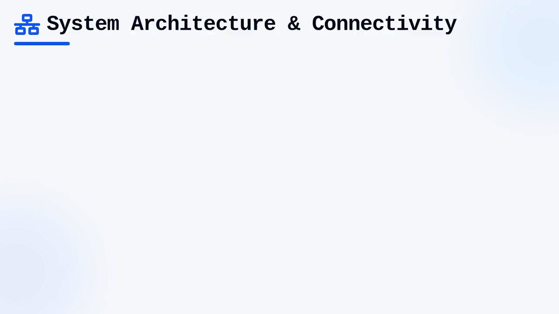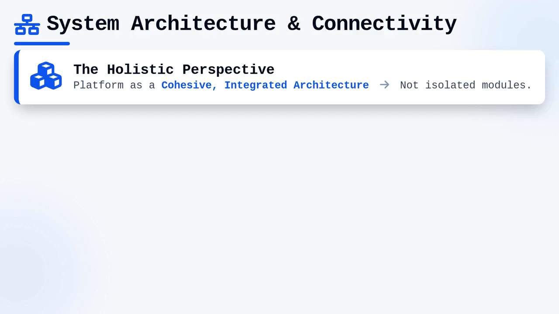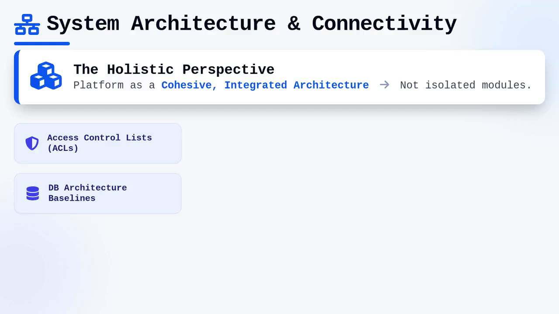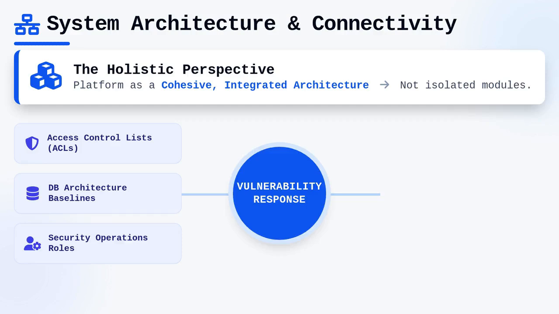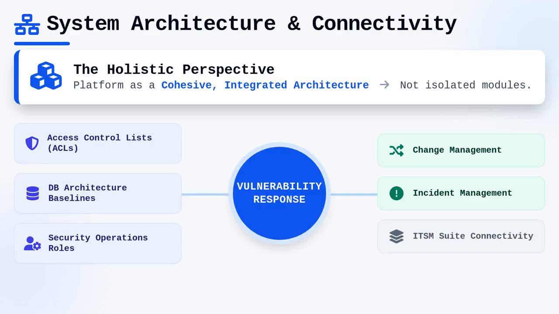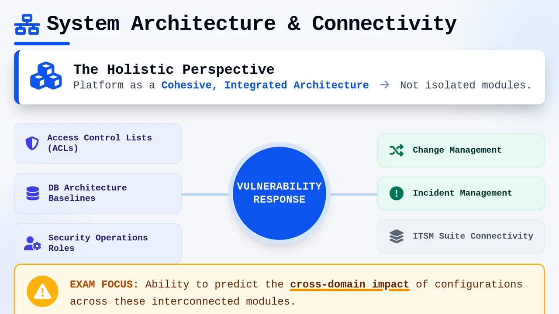To succeed in this field, you must view the platform as a cohesive, integrated architecture rather than a collection of isolated modules. We will deep dive into access control lists, database architecture baselines, and the specific security operations roles required to maintain system integrity. As we progress, you will see how the Vulnerability Response module relies on precise cross-module communication, particularly with change management and incident management within the ITSM suite. Understanding this ecosystem connectivity is paramount, as the exam frequently tests your ability to predict the impact of configurations across these interconnected domains.